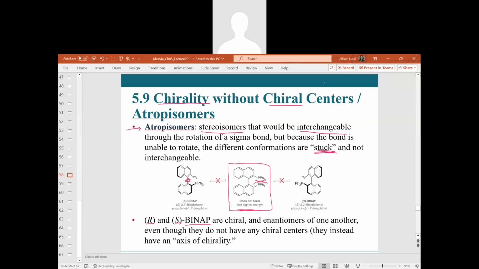So what we see is that we're stuck in the S configuration or the R configuration, and these compounds would then be considered chiral, even though there's no chirality center, right? Both sides of the compounds are the same, so we would not see a chirality center, but they are chiral and enantiomers of one another.